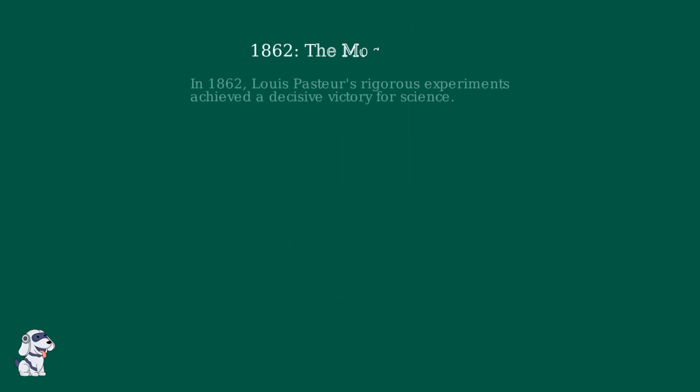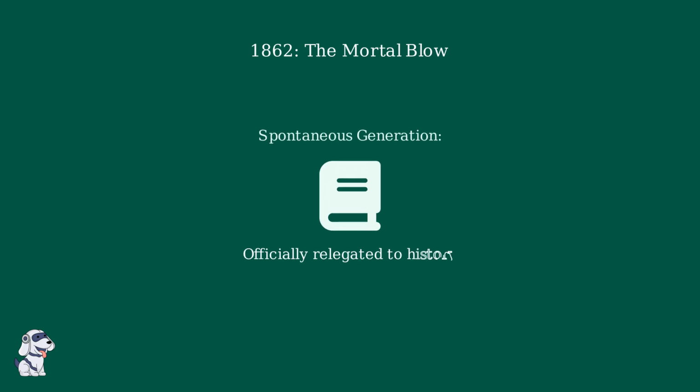In 1862, Louis Pasteur's rigorous experiments finally achieved a decisive victory for science, ending centuries of debate. His work cemented the fundamental biological principle, omne vivum ex vivo, which means life only comes from life. With this, the theory of spontaneous generation was officially relegated to the history books, marking the dawn of modern microbiology. This profound discovery shifted the scientific focus toward germ theory and the development of aseptic techniques that save lives today.